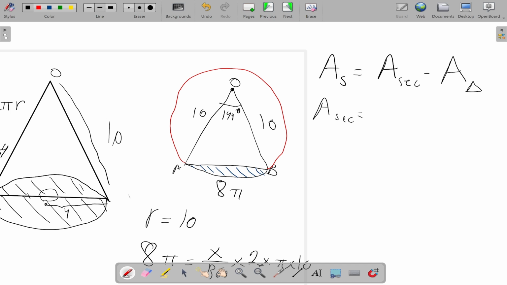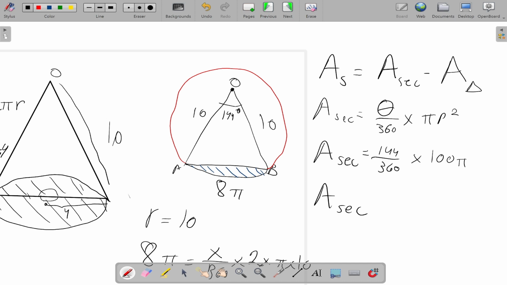Okay, the area of the sector. Now, area of the sector is equal to theta over 360 times pi r squared. So the area of our sector is equal to 144 over 360, remember, we just found it, times our radius, which is 10. 10 squared is 100, times 100 pi. On paper you would write 10 squared times pi, but since this is on a computer, no one really cares. This will give you 40 pi. Now this is the area of our sector.